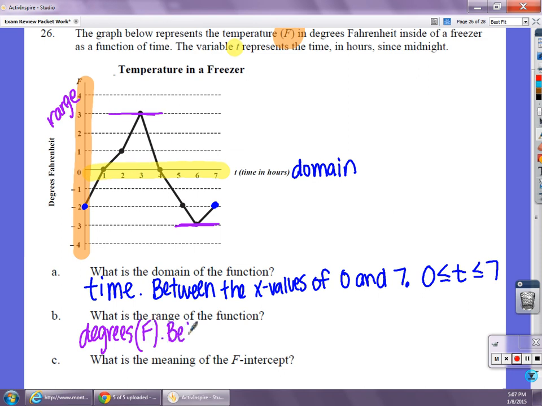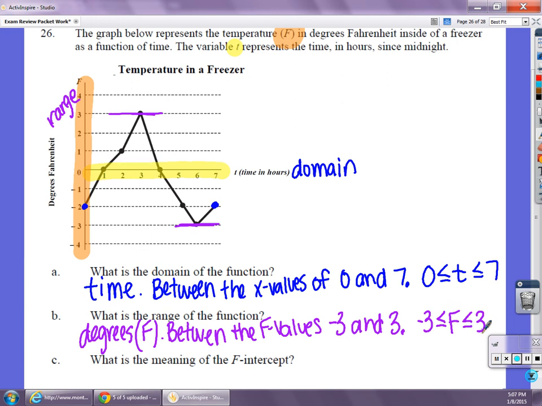The lowest degrees we have is between the F values of -3 and +3. We're going to write that also in our nice mathematical notation here. So we're going to say -3 is less than or equal to F, which is less than or equal to 3. Again, on the exam, don't be afraid to write it out in words, but if you remember how to write it using interval notation, that's pretty good also.